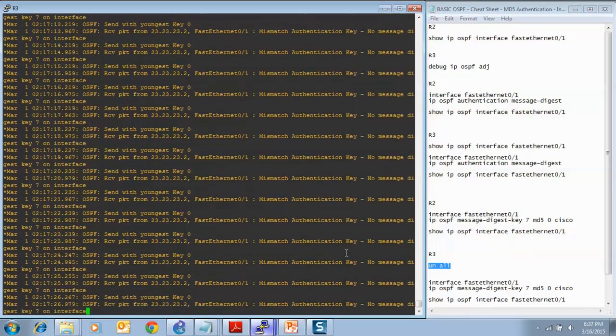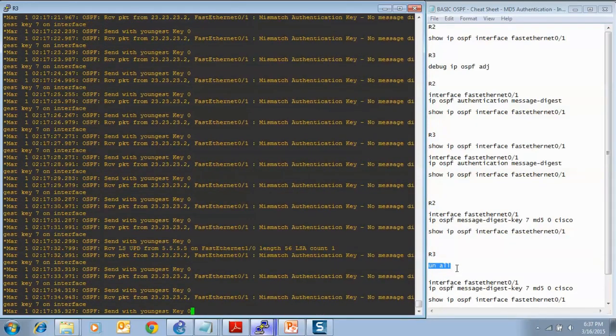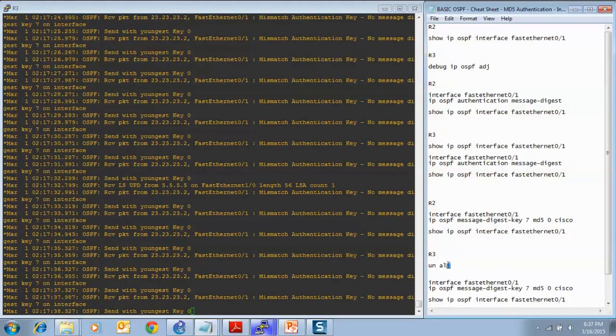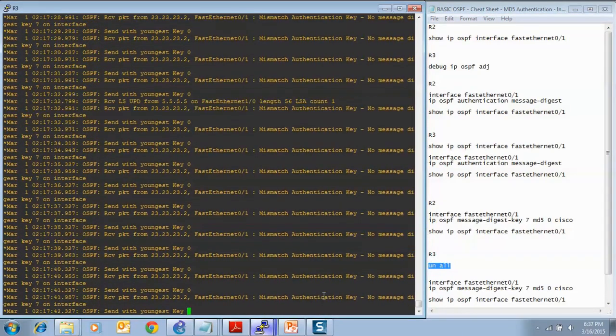Moving over to router 3, I'm going to stop debugging and configure a key with the same parameters utilizing the command IP OSPF message digest key 7 MD5 0 Cisco on interface fast Ethernet 0/1.